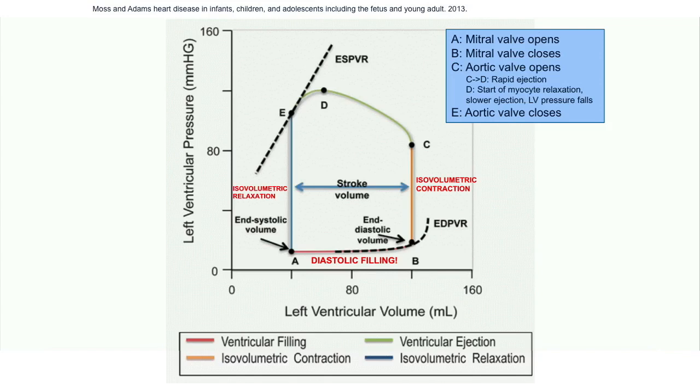Probably the most important component of the pressure volume loops to keep an eye on is going to be the stroke volume. And it allows you to look at stroke volume and compare it under different conditions of preload and afterload.